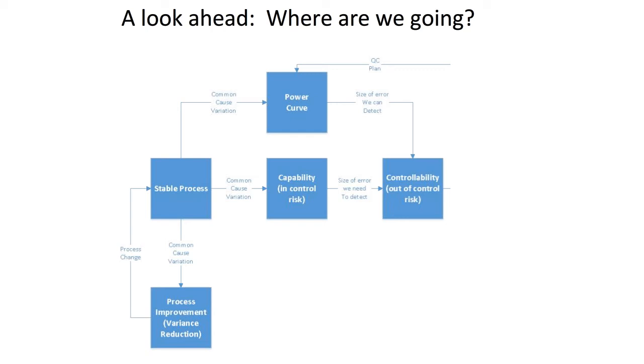A process can be in two states, in control or out of control. We use capability analysis to determine risk when the process is in control. But how do we assess risk if the process is out of control? So remember from the last video, capability analysis tells us the size of errors we need to be able to detect when the process is out of control. And we call this the critical shift size. Our goal is to understand how to design a QC process that will detect a given critical shift size. We'll get there, but first we'll look at power curves.